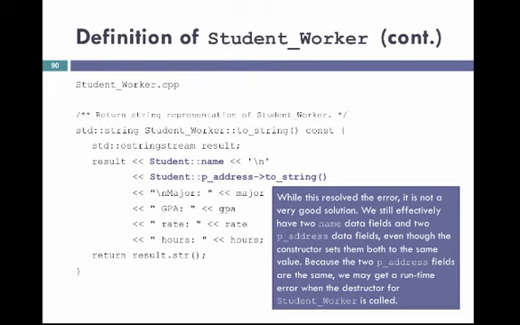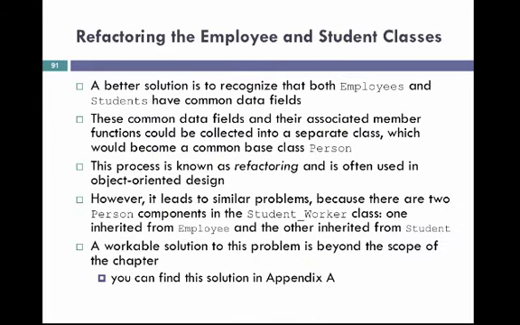It's not a very good solution because we still have two name data fields and two p_address data fields, even though the constructor sets them both to the same value. Because the address fields are the same, we could get a runtime error when the destructor for student worker is called. So a better solution is to recognize that these two parent classes have common data fields.